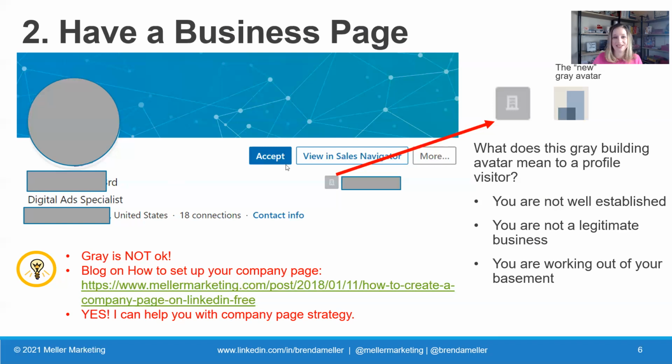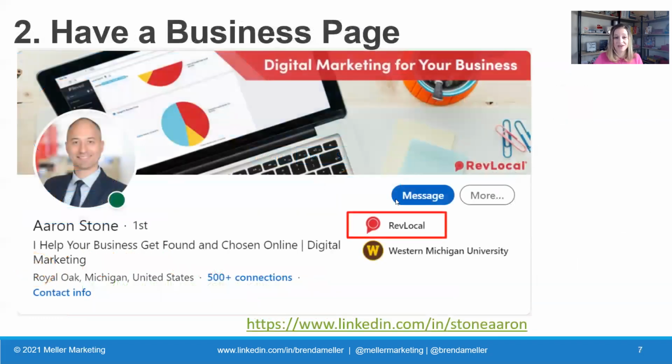So that's my second tip for you guys, is to have a business page on LinkedIn. If you're using LinkedIn for business development, you've got to have it, right? And I just want to show you in comparison, the last profile compared to this profile. Now, if Aaron Stone was reaching out to me and he was offering me help on my Google SEO or anything like that, and I look up his profile and I see Rev Local, right? That immediately legitimizes his business for me. I have no questions about whether or not Aaron works for a real business.